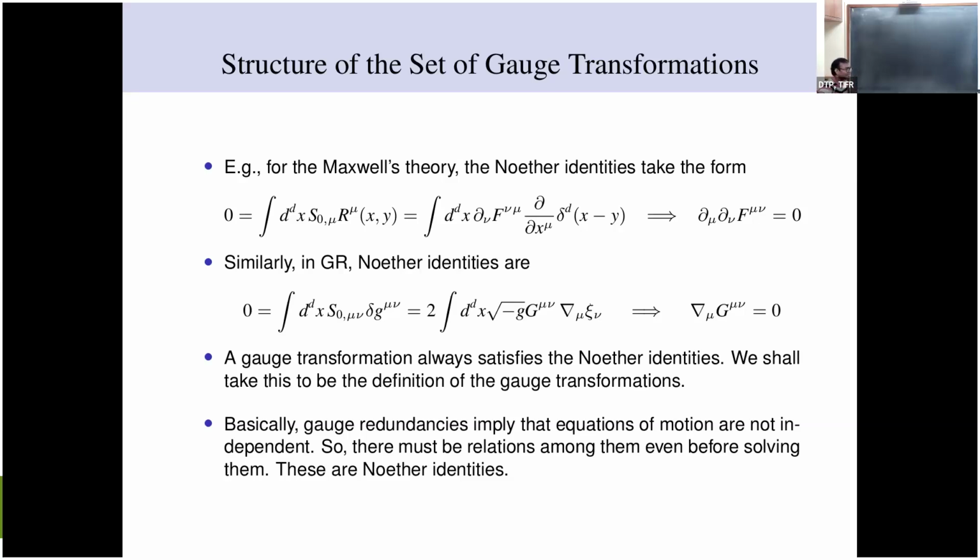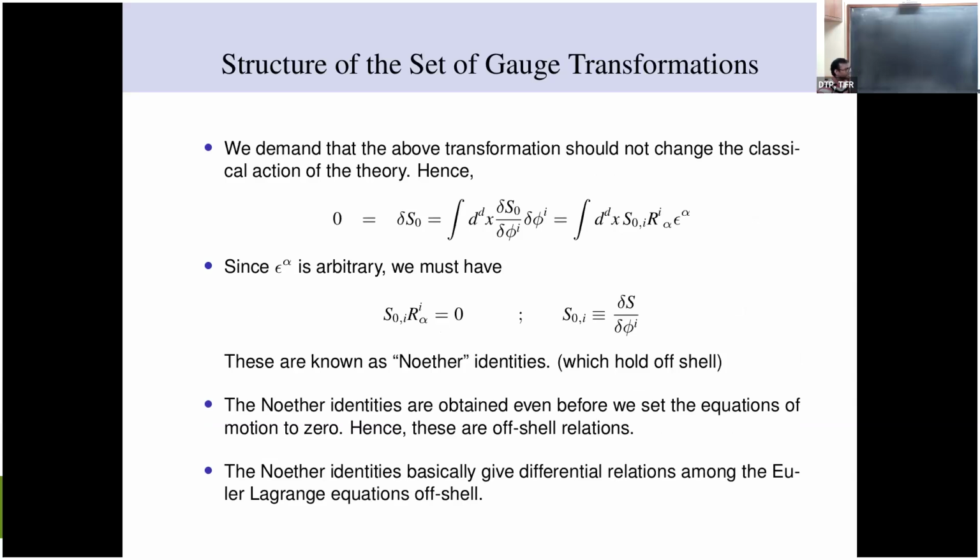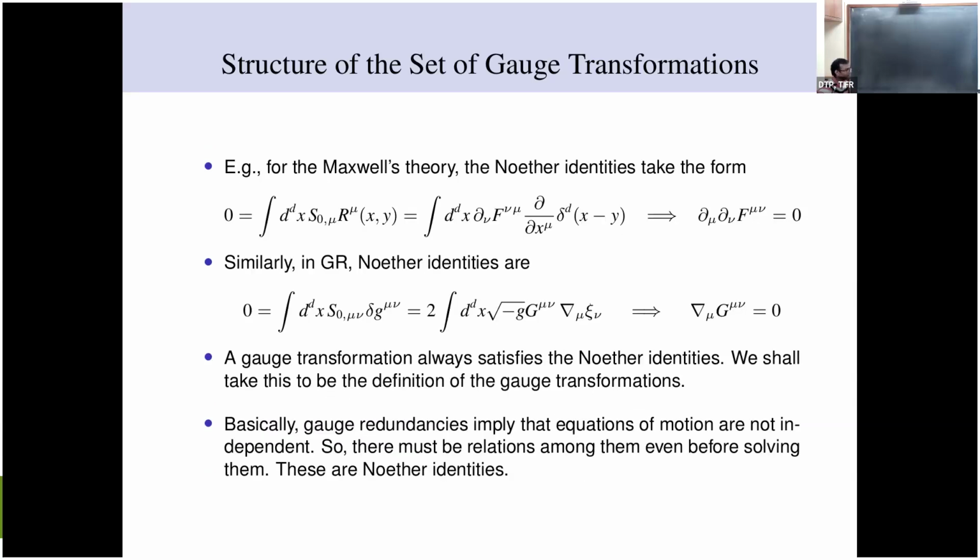So why does del mu del nu F mu nu equal 0? F mu nu is anti-symmetric, and del mu del nu is symmetric. So why is there a relation between equations of motion? Because the equation of motion, suppose you have no sources, will be just del mu F mu nu equal to 0. You are taking a linear combination, taking a derivative of it.